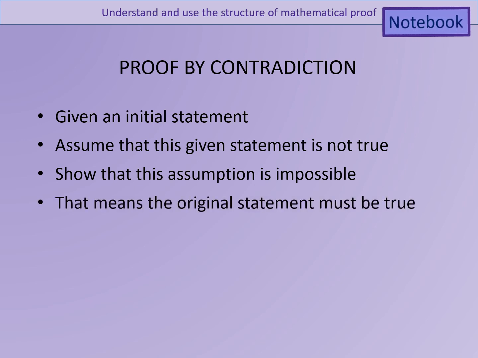So that's what we mean by proof by contradiction. We take an initial statement, we say it's not true, we show that it not being true is impossible, so therefore it must have been true.